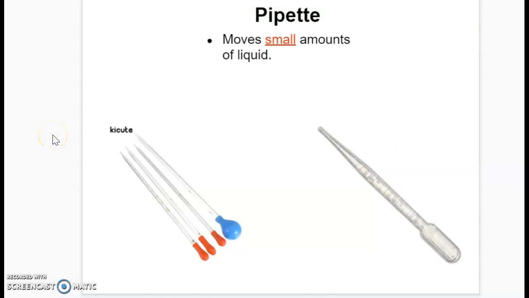All right, now we have a pipette. A pipette moves small amounts of liquids. We're talking droplets of liquid at a time. These are often used to make wet mount slides for the microscope or to just move small amounts of chemicals or liquids as needed.